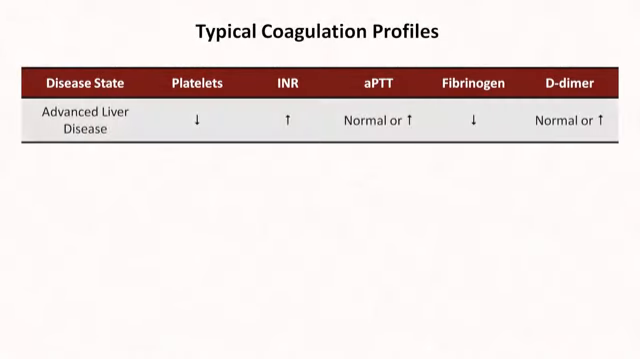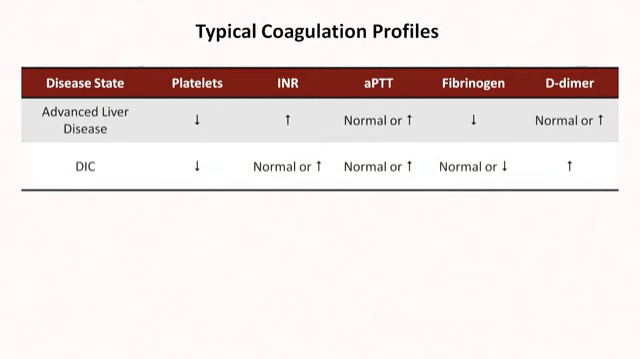In advanced liver disease, platelets will be low due to hypersplenism and splenic sequestration. The INR will be high due to impaired production of clotting factors, and the PTT can also be high or is occasionally normal. Fibrinogen will be low, and D-dimer will either be normal or elevated.